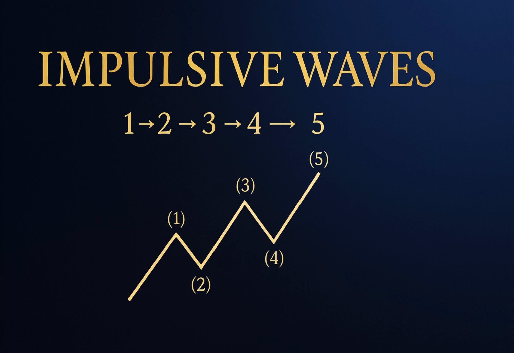So, why does this matter? Because understanding impulsive waves helps you see where the trend is headed. It helps traders spot entry points, manage risk, and ride big market moves. Next time you look at a chart, try to spot the 1-2-3-4-5 structure. You'll be surprised how often it shows up.